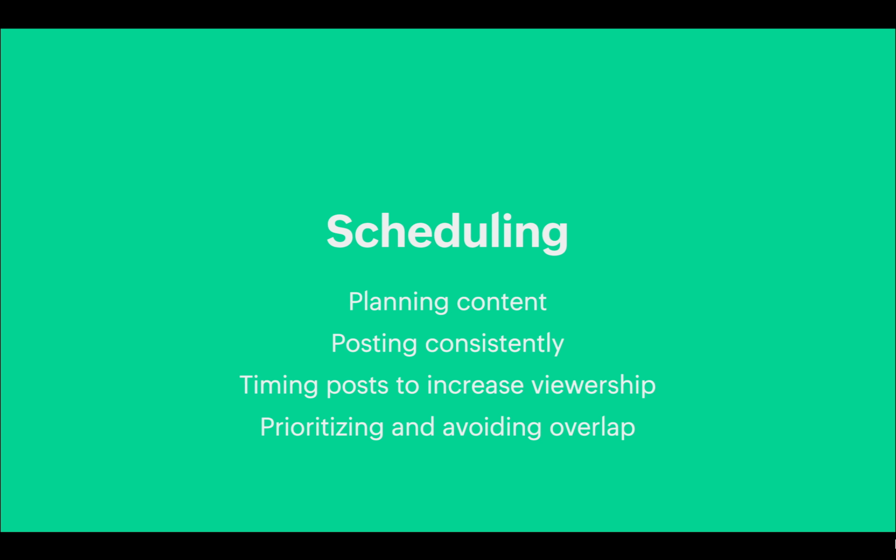In order to rank highly in the social media algorithms, brands need to be posting consistently. This means that marketers need tools that help them plan content out in advance. Some marketers also try to time their posts to get the maximum amount of viewership from their audience. This could mean posting on weekends if their audience is more active then, or posting on evenings or mornings depending on what their audience's behavior is. Marketers also need to prioritize their content and make sure there isn't overlap that's dividing their audience's attention.